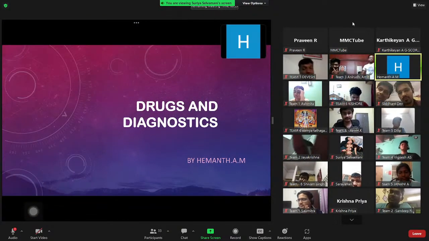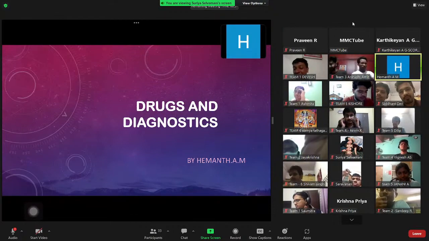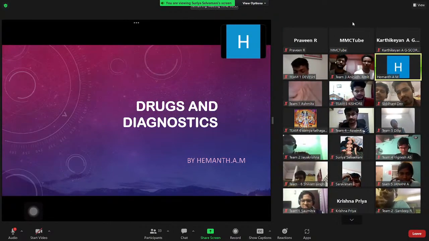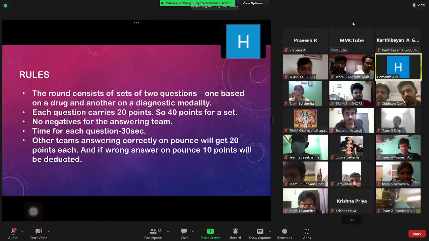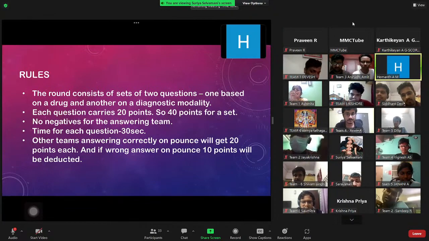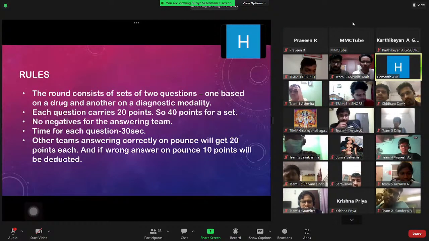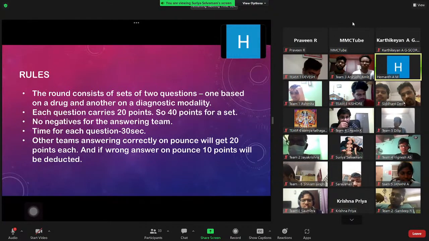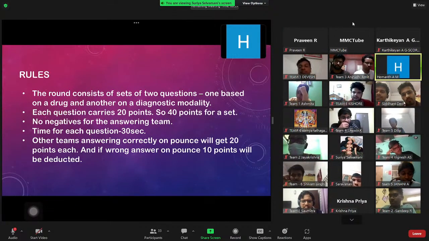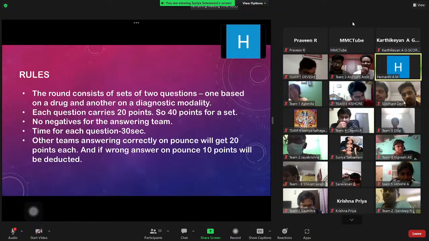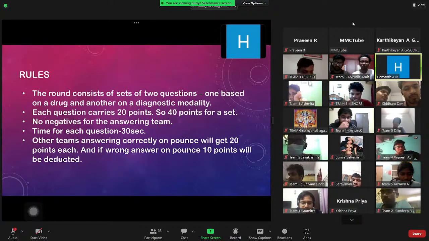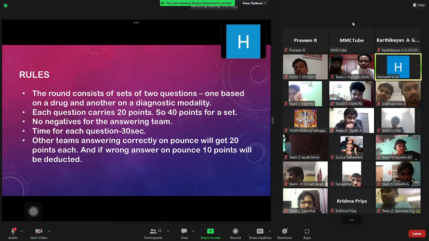Okay, I will be conducting the drugs and diagnostics round. This round consists of 12 questions. There will be sets of questions which will be displayed in the hyperlink. There will be 6 sets of questions. Each set will consist of 2 questions, one based on a drug and another based on a diagnostic modality. Each question will carry 40 marks. The answering team will not have any negatives. The team answering on pounce for each question will get plus 40, and the team answering wrongly on the pounce question will get minus 20.